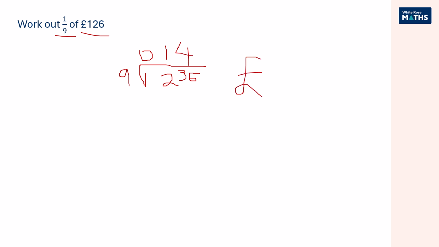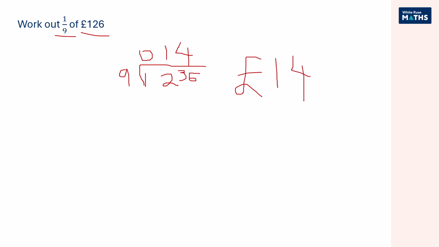Next part, work out 1/9 of 126. So do 126 divided by 9. Let's do the bus stop method. 9s into 1 I cannot do. 9s into 12 go once, remainder 3. 9s into 36 go 4 times. So 1/9 of 126 pounds is 14 pounds.